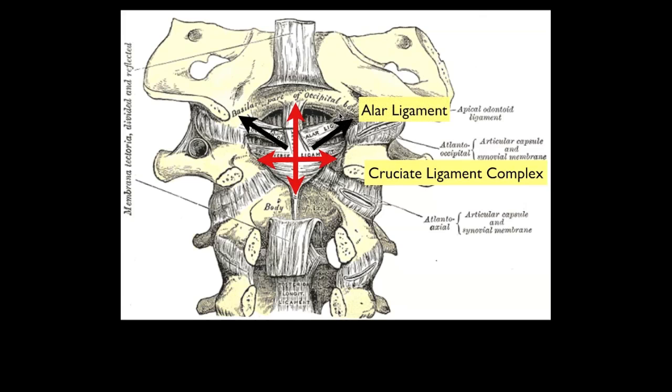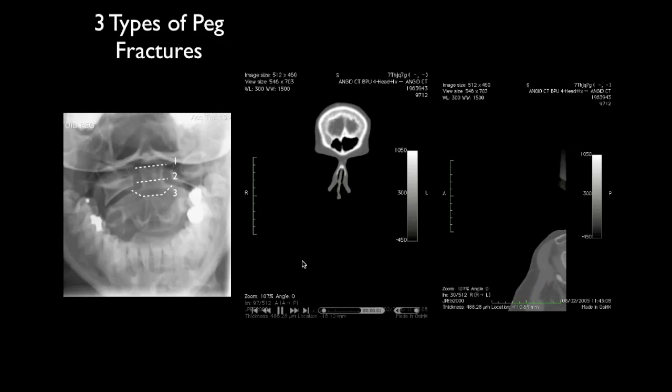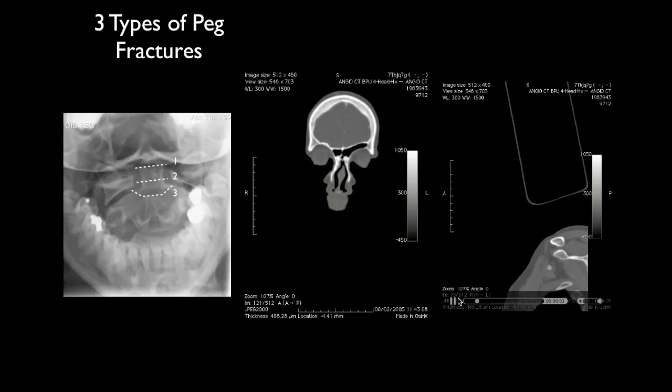That needs to be held distinct from the alar ligaments that are running obliquely, attaching onto the occiput. So we have these really important, really strong ligaments that are all involved in holding the atlas, axis and the occiput together. Okay, and these are the things that can get injured in a peg fracture. So what does any of this have to do with peg fractures? We'll stop these little videos and we'll come to these in a second.